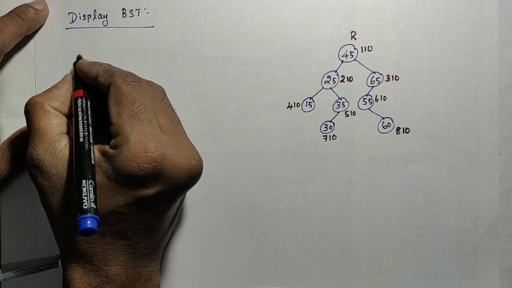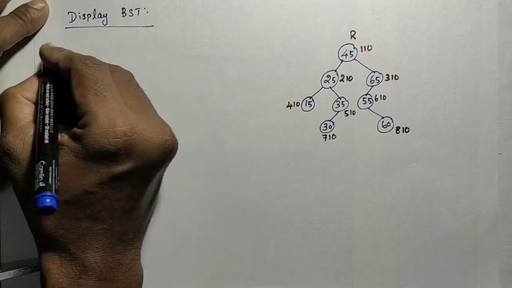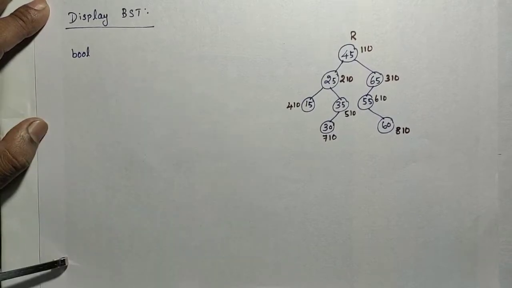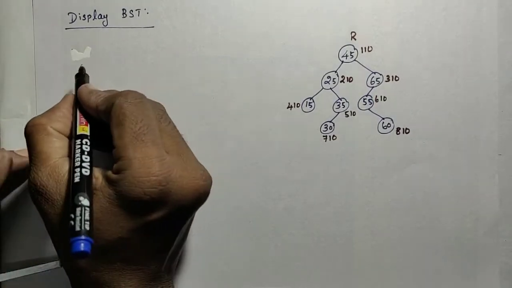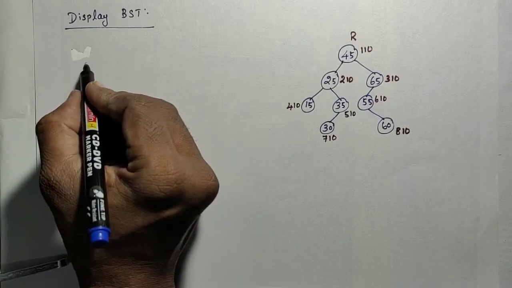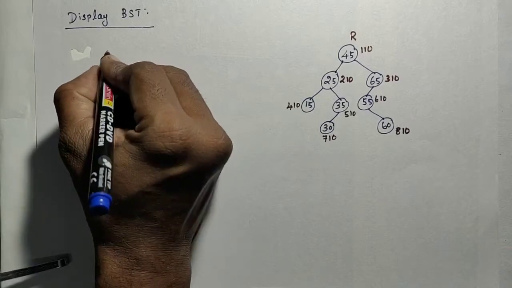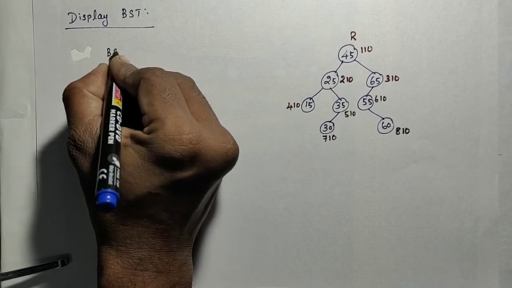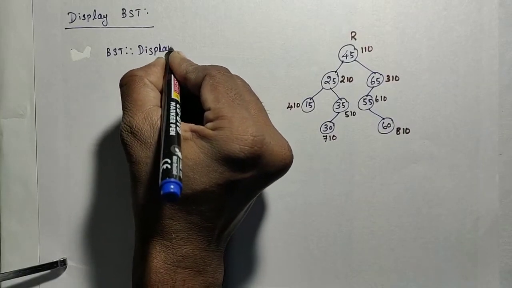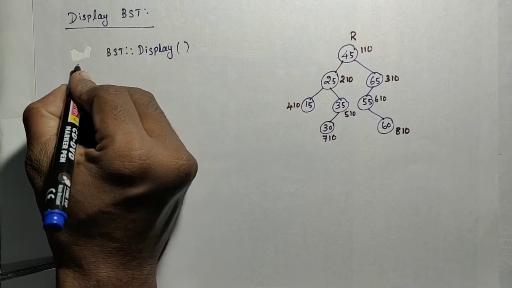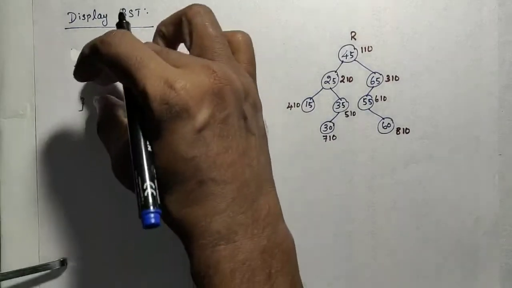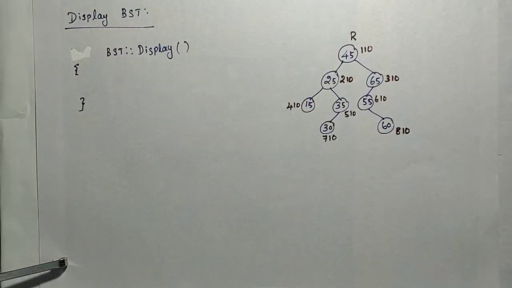The prototype of the display is what? It is just going to display the content. So the return type is void, and the function name is BST scope resolution display. Okay, and then within that I have to write the code. Here, we are just going to call the in-order traversal.